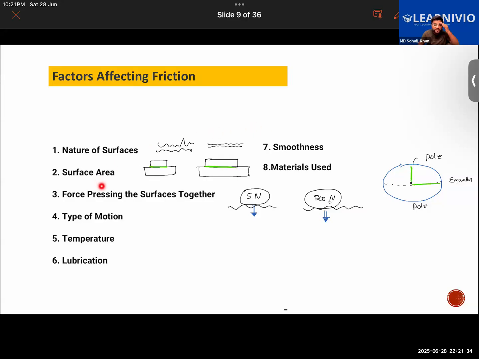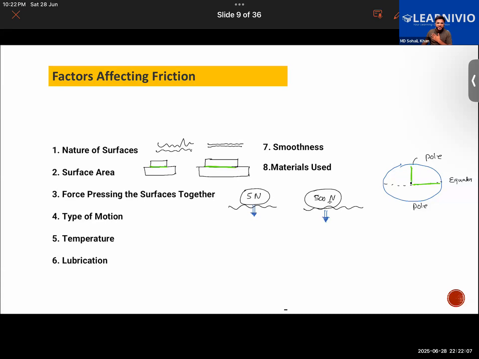Then it's also the type of motion. The type of motion also determines the friction. Now the question is, how will the type of motion determine the friction? The type of motion between two surfaces determines the friction in the following manner. There are generally different types of friction: static friction, sliding friction, rolling friction, etc.